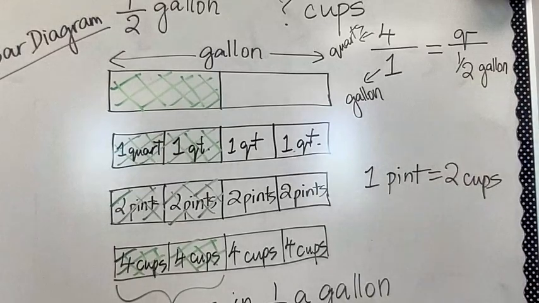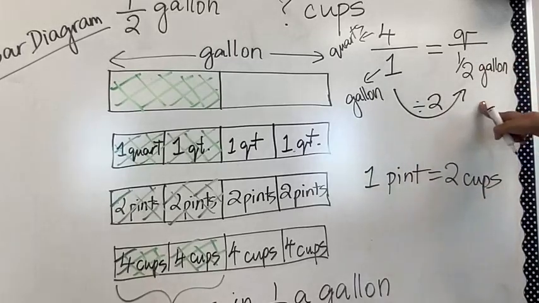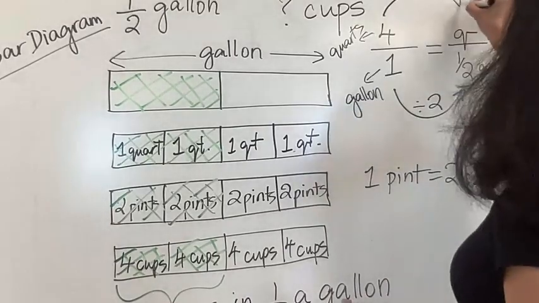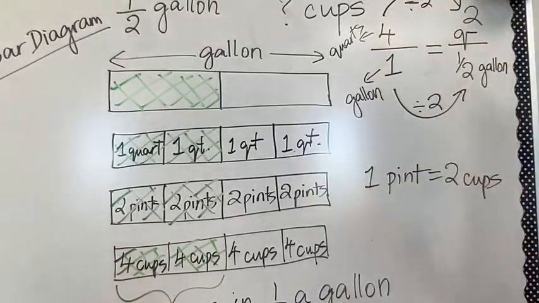All right, and now I know that 1 divided by 2 is going to give me 1/2. That's how I get 1/2. So whatever I do to the denominator, I'm going to do exactly the same thing to the numerator, divided by 2. And I get 2 quarts.